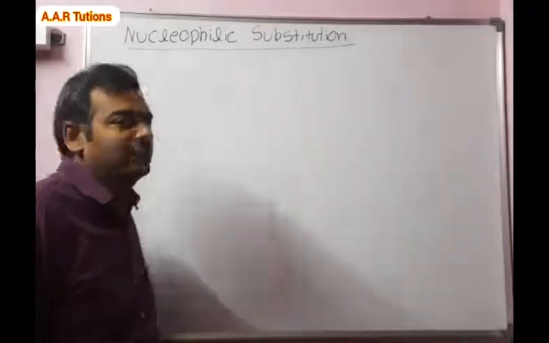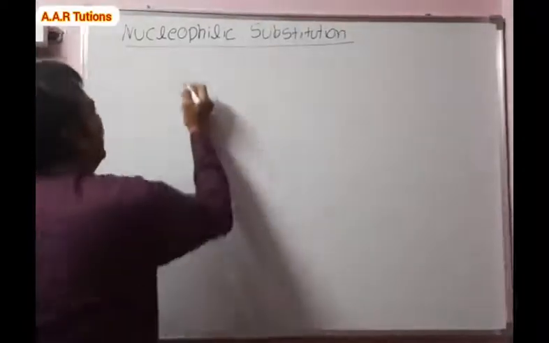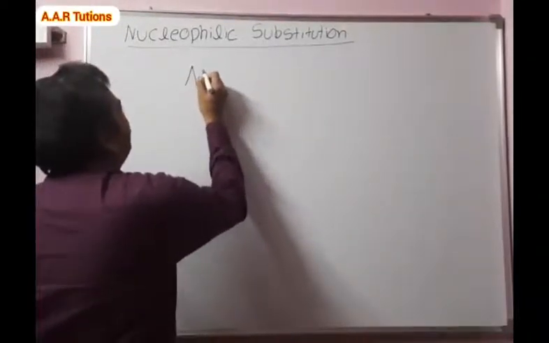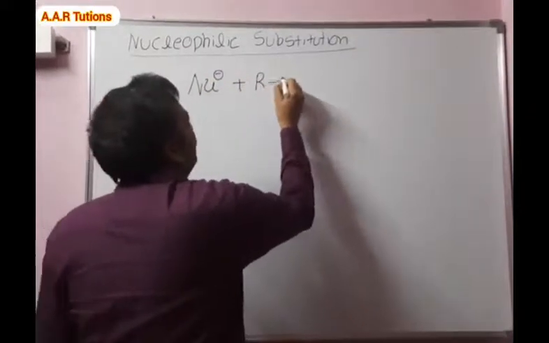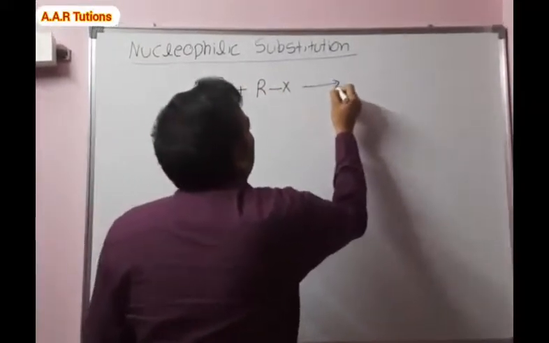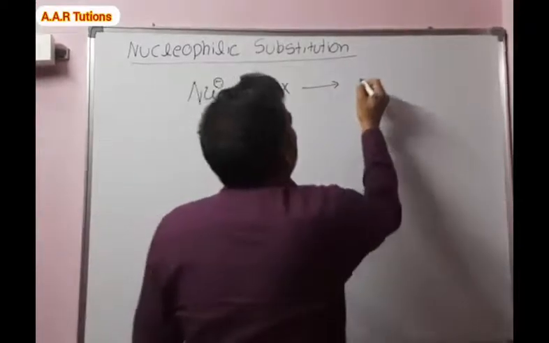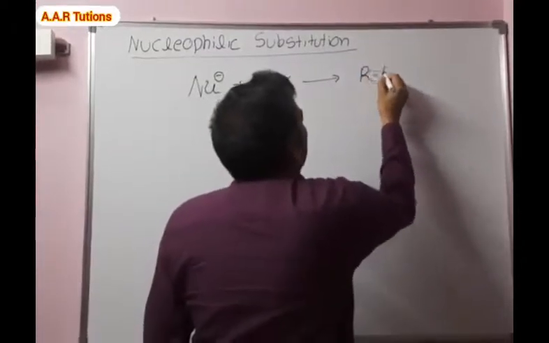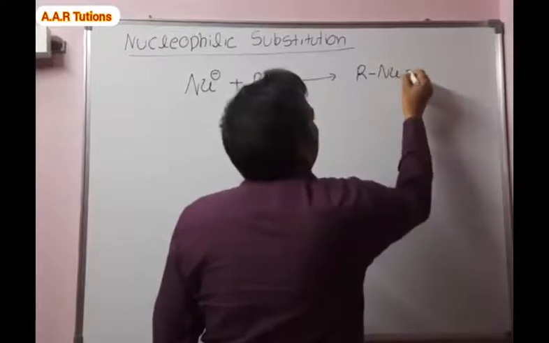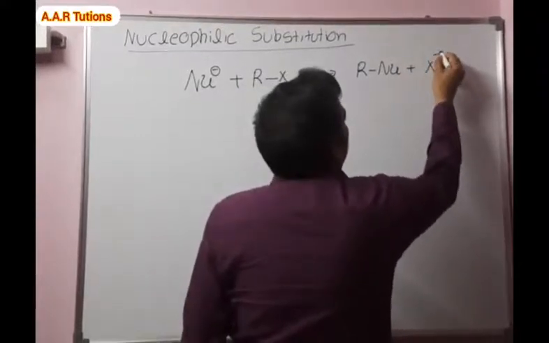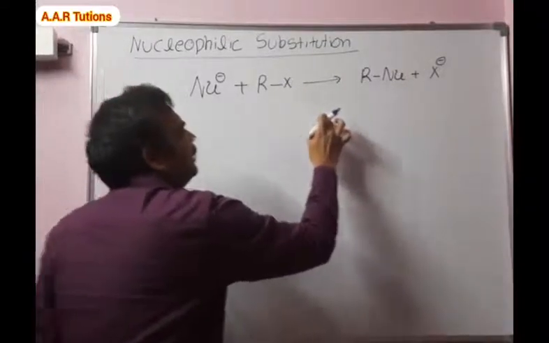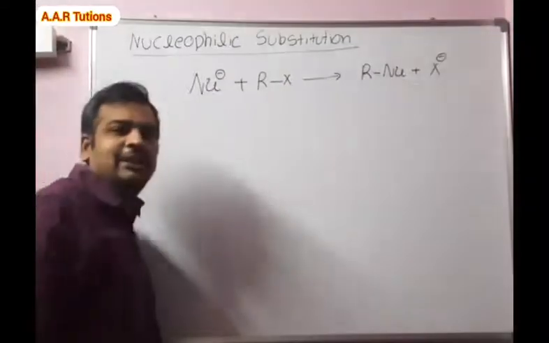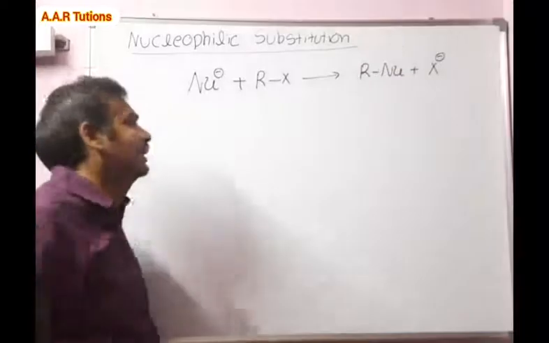Nucleophilic substitution. So what is nucleophilic substitution? In a reaction, one nucleophile is substituted with another nucleophile. For example, a nucleophile reacts with alkyl halide. One nucleophile will come inside, then another nucleophile will go outside. That is nucleophilic substitution reaction.